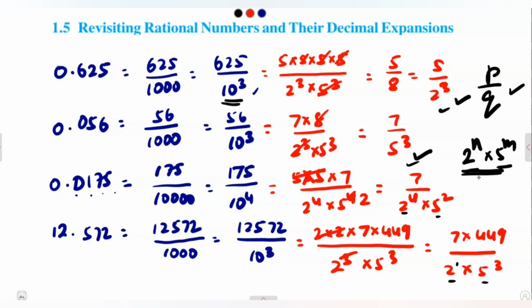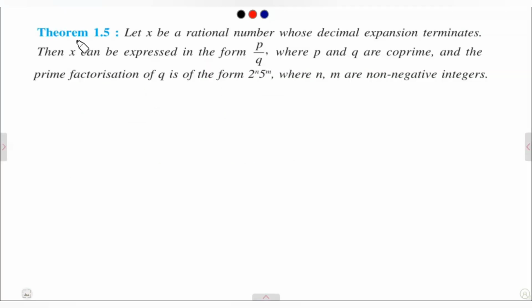So this leads us to theorem 1.5. Now let us state theorem 1.5. Theorem 1.5 states that let x be a rational number whose decimal expansion terminates. Given x is a rational number, the decimal expansion terminates. It is given that it terminates. Then x can be expressed in the form of p by q, rational number form, where p and q are co-prime. Co-prime means they don't have any common factor other than 1. That means p by q is in simplest form.